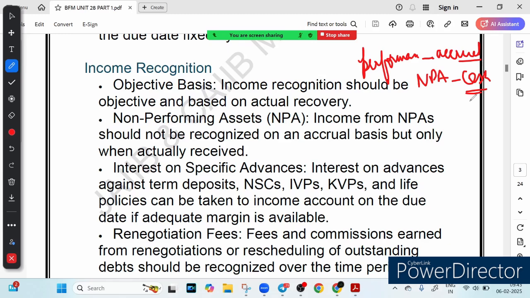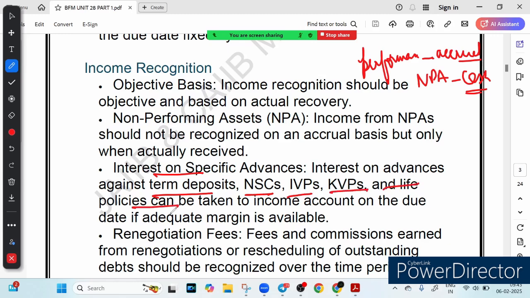However, there are some exceptions where the bank can recognize interest as income on the due date. What are the exceptions? Let's see. Just like you can see, if the loan is backed by FD, NSC, IVP, KVP, or a life insurance policy, right?